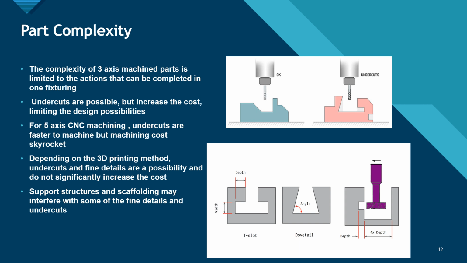However, this is not true for 3D printing. Fine details and undercuts similar to these are easy and do not add significantly to the cost. Support structures and scaffolding can be used. Sometimes they may interfere with the fine details, but are typically easily removed.